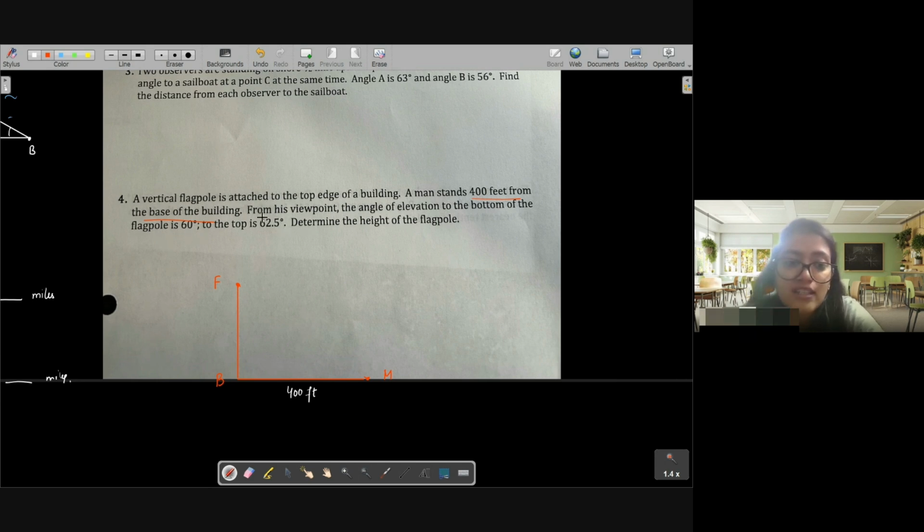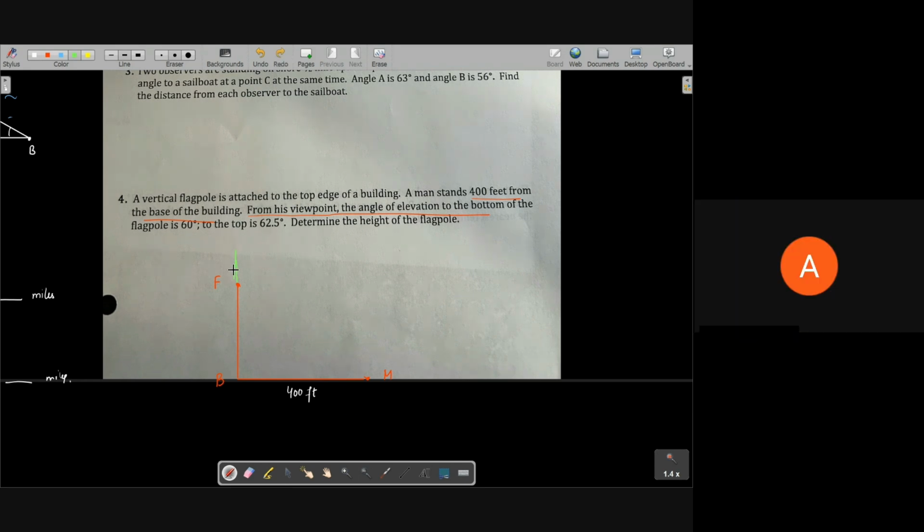And to the top is 62.5. Here you have to be really careful. You have to draw the building, and you also have to draw the flagpole. Let's say B to F is the building, and then we draw a little flagpole. Let's say the green one is the flagpole, okay?